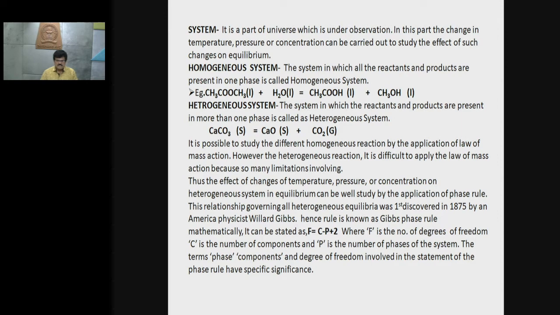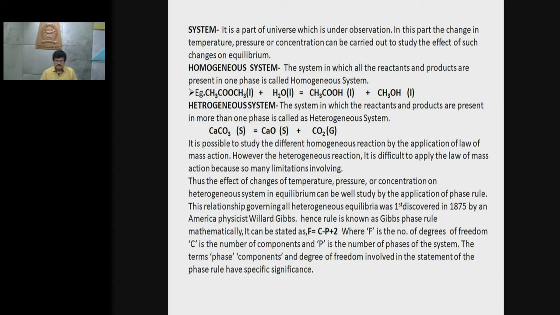So first term is system. System, it is a part of universe which is under observations. In this part, the change in temperature, pressure or concentrations can be carried out to study the effect of such changes on equilibrium. So there are two types of systems. One is the homogeneous system, another one is the heterogeneous system. Now let me try to discuss one by one.